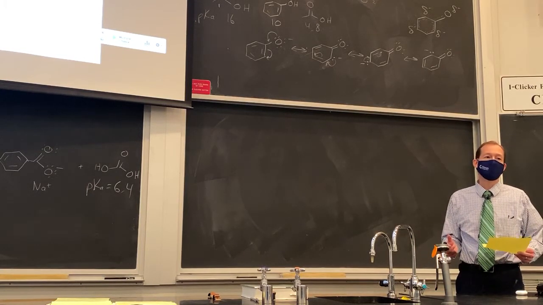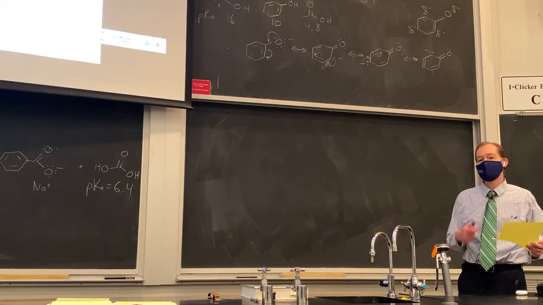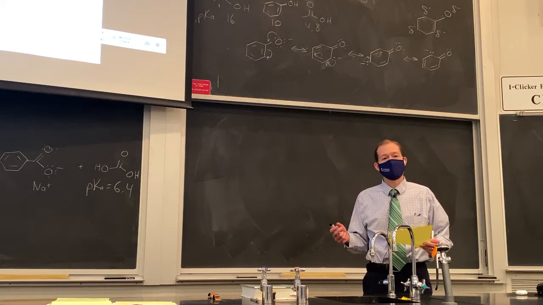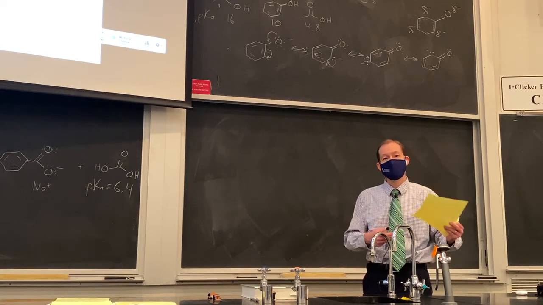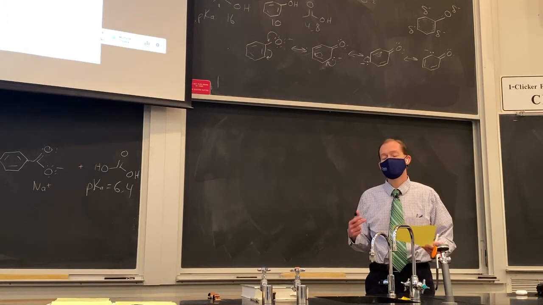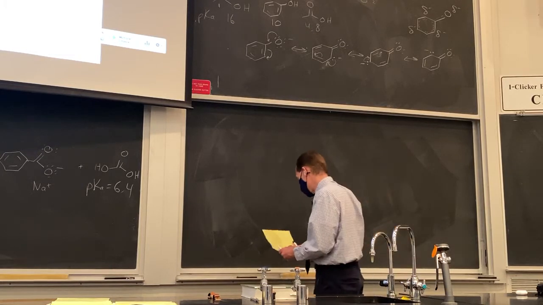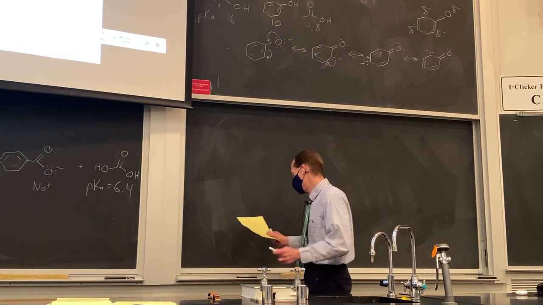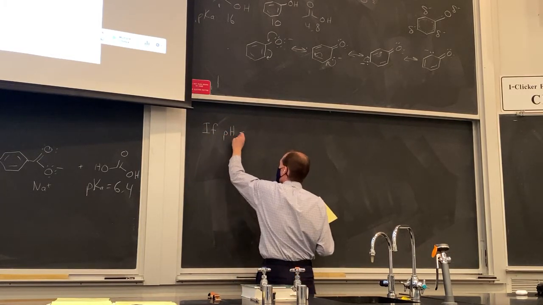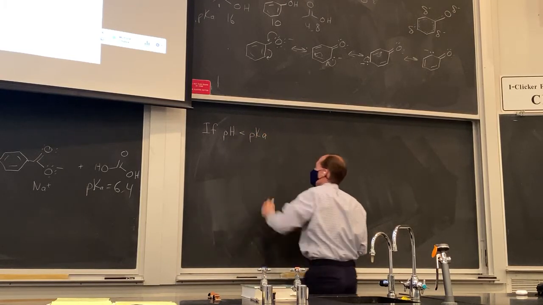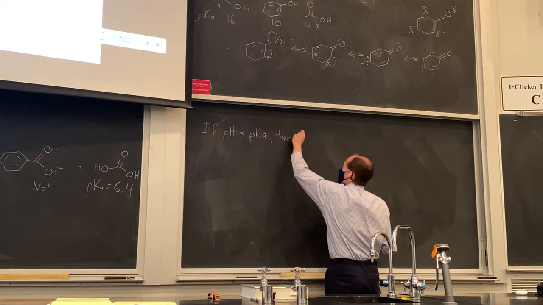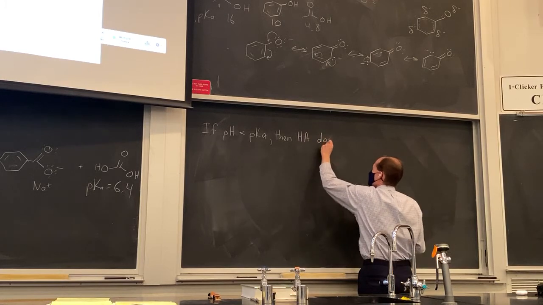Its most useful aspect in organic chemistry is allowing us to predict which species will dominate in solution at a given pH. You have an equilibrium between an acid and its conjugate base. And at different pHs, you're going to have differing concentrations of the acid and the conjugate base. So what the Henderson-Hasselbalch equation tells us is that if the pH of our solution is less than the pKa of our acid, then the acid is going to be the dominant species in solution.